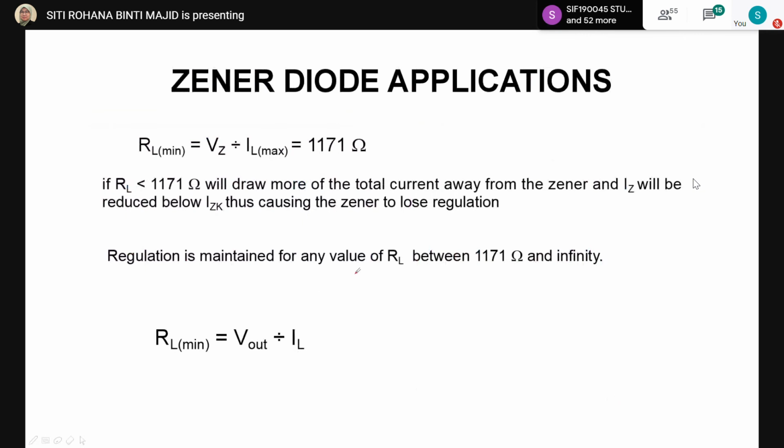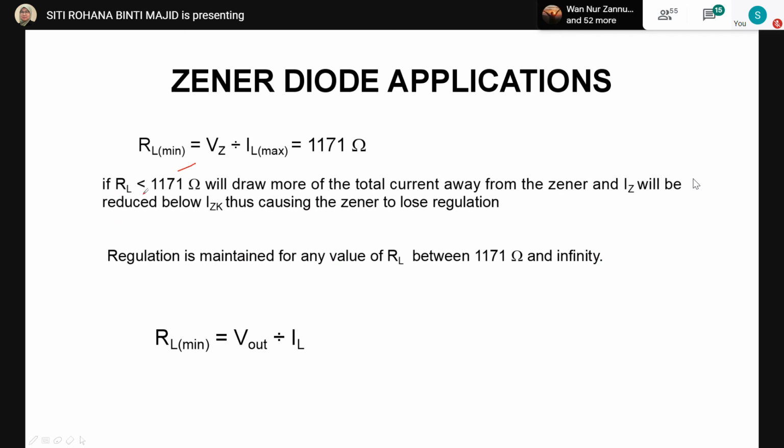Another part, we can also calculate the load resistor minimum. The minimum load resistor we will get from V equals IR, Ohm's law, with VZ, the zener voltage, divided by the maximum current through the zener. And finally, we get the value as 1171 ohm. So what is the meaning of 1171 ohm here? That means this is RL minimum.